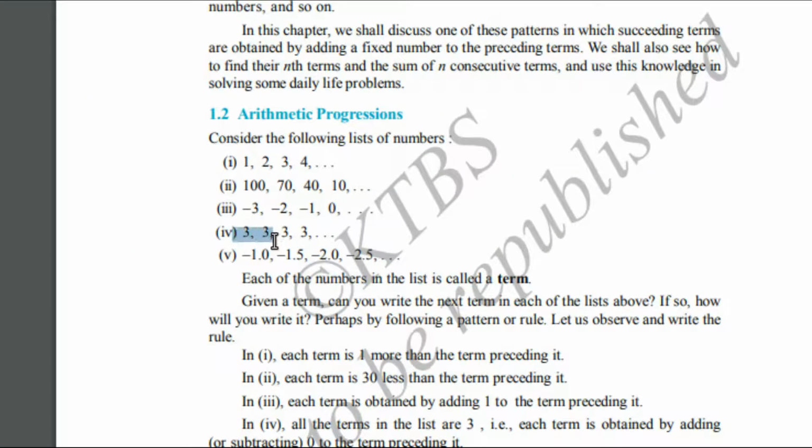And in the fourth example we can see the first term is 3, the second term is 3. So second term minus first term, 3 minus 3 is 0. The common difference is 0. Next, the third term and second term, 3 minus 3 is 0. Again the common difference is 0. Finally, fourth term minus third term, 3 minus 3, the common difference is 0, and so on. In this case the common difference is 0.